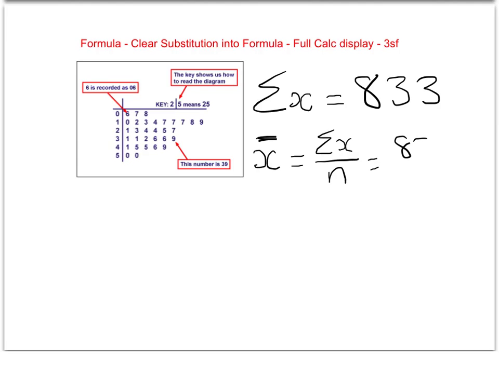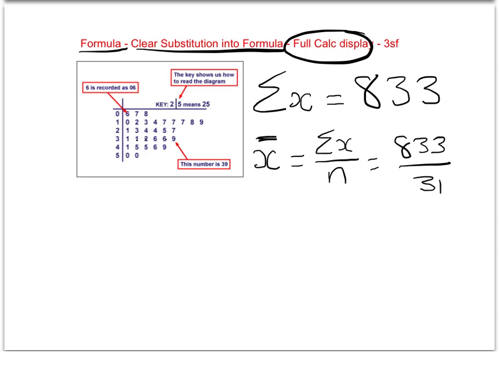In this case, 833 divided by 30, 1, 2, 3, 4, 5, 6, 7, 8, 9, 10, up to 31. So 833 divided by 31. Now, I've used my formula, I've used clear substitution into the formula. I'm now going to write down my full calculated display and then reduce it to 3 significant figures.